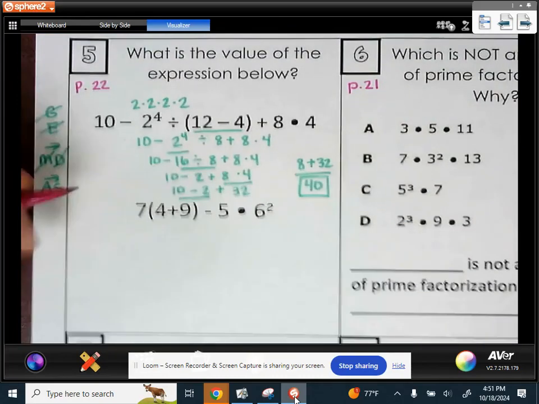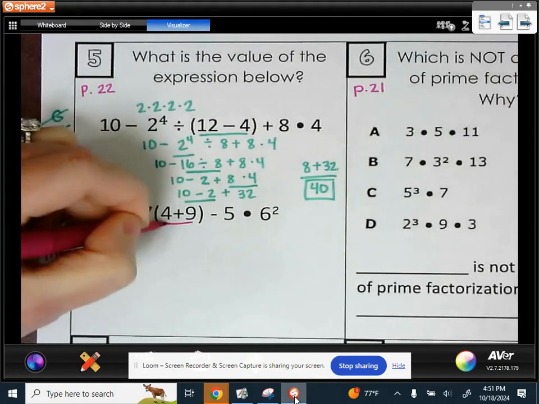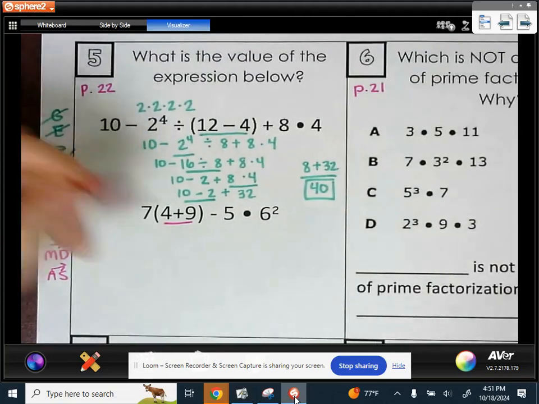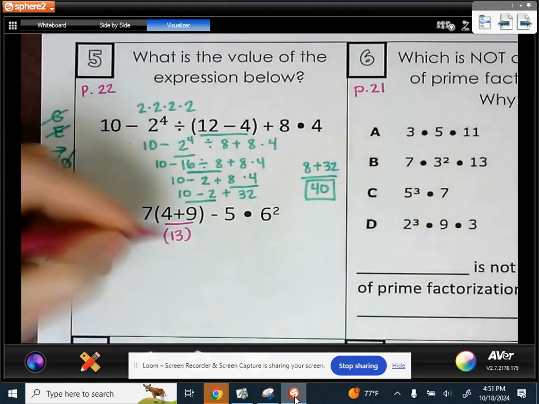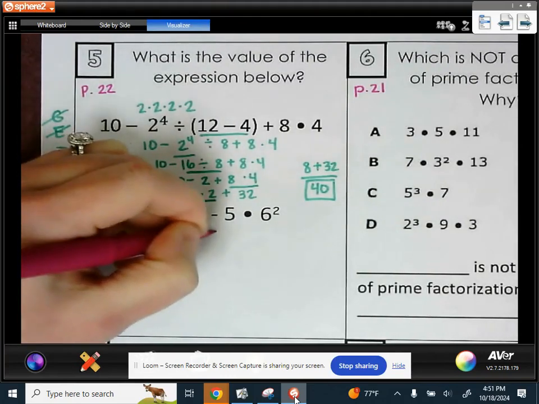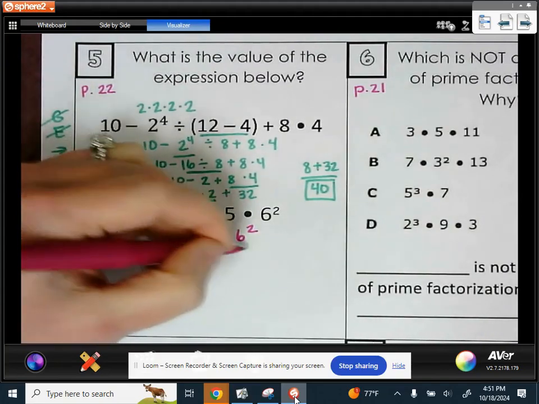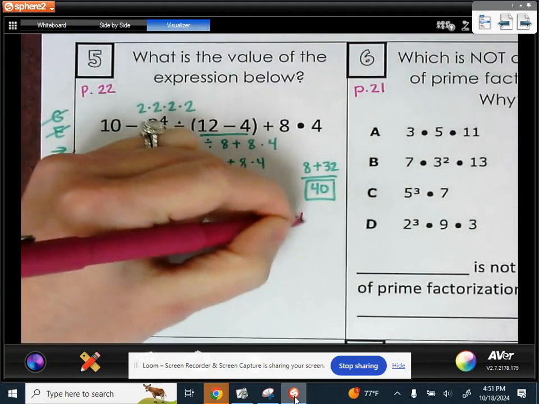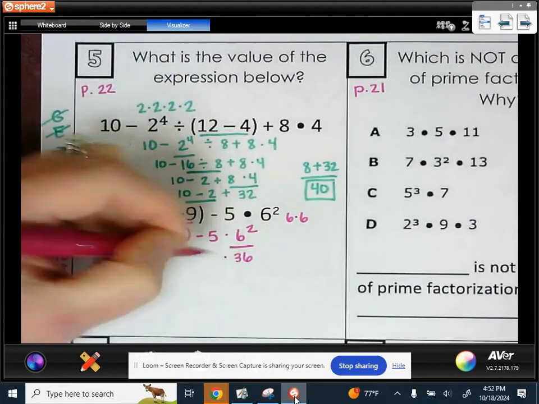And for the second one, we should also be using GEMDAS. And again, we also have some parentheses here. So starting with our grouping symbols, 4 plus 9 gives me 13. Everything else is going to stay the same. We do have exponents. 6 to the second power is 6 times 6, which is 36.